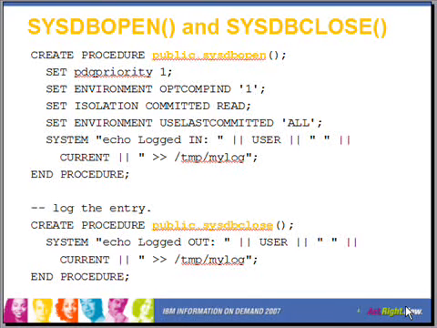One of the main differences between this procedure and normal procedures is, in a normal procedure, the environment you set within the procedure is restricted only to the execution of that particular procedure, whereas for sysdbopen, the environment you set, in this case PDQ priority, optcompind and isolation level, these values that you set within the procedure will be effective for the duration of the session or until you change it. So that's the main difference.